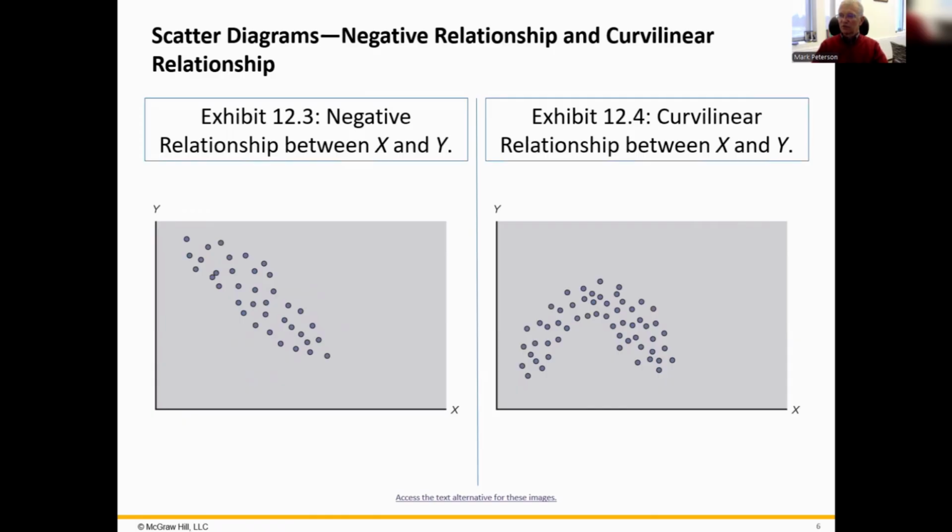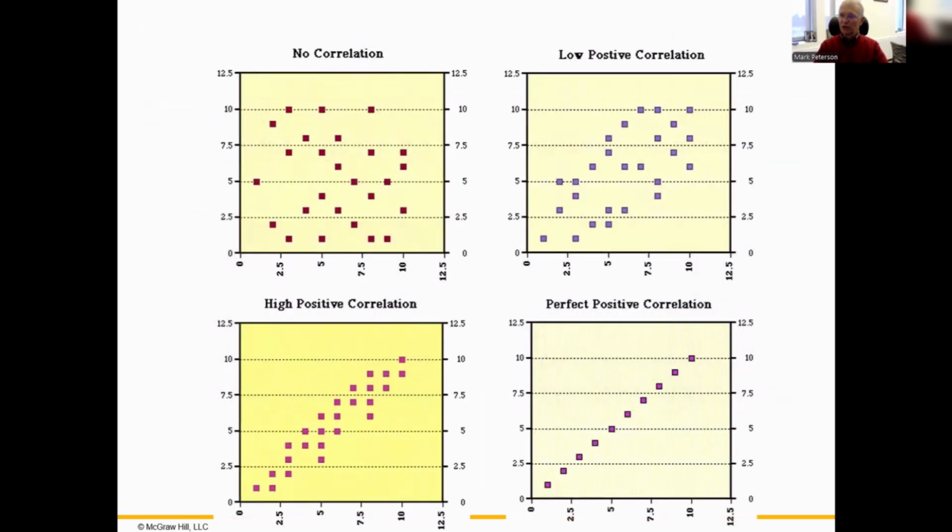And then you can have this curvilinear relationship where there's this kind of hump in the middle, and you can have relationships that are just inverted. So it looks like a U relationship. So all those are possible relationships. Here's some other possible relationships between two variables.